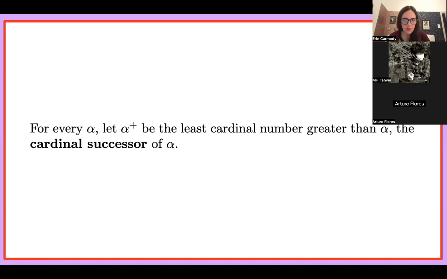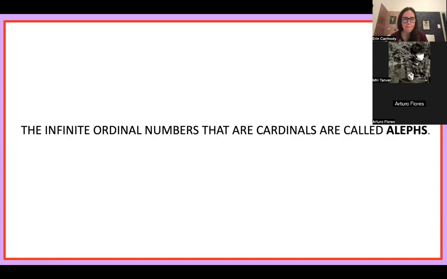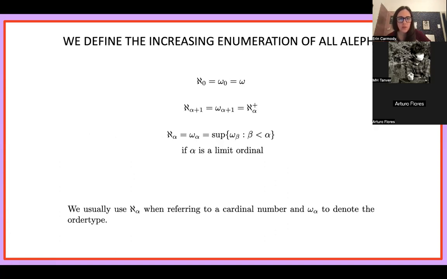For every alpha, let alpha plus be the least cardinal number greater than alpha, the cardinal successor of alpha. The infinite ordinal numbers that are cardinals are called alephs. So we can define the increasing enumeration of all the alephs. Aleph naught is omega sub naught, or just omega. Aleph sub alpha plus 1 is omega sub alpha plus 1, and it's the next cardinal after aleph sub alpha. All these are indexed by ordinals. If alpha is a limit ordinal, then it's the supremum of the omega sub betas such that beta is less than alpha. We usually use aleph sub alpha when referring to a cardinal number, and omega sub alpha to denote the order type.